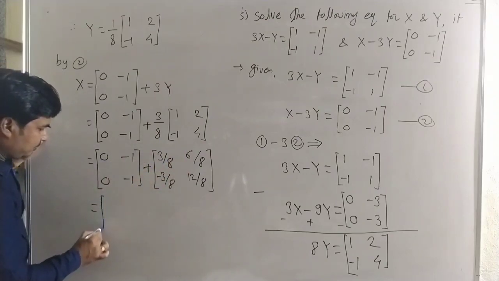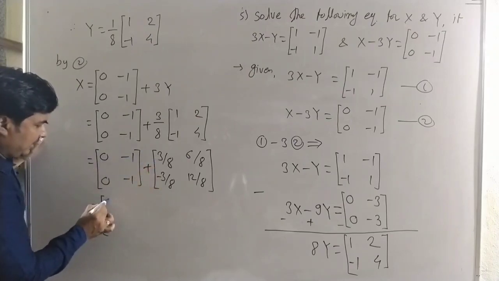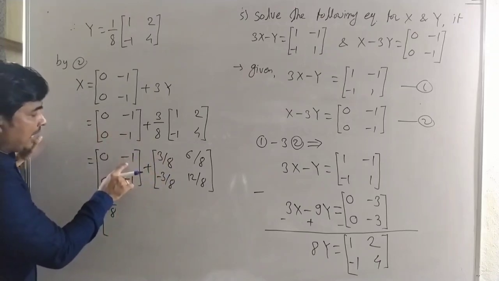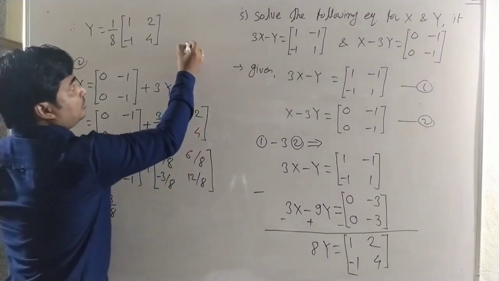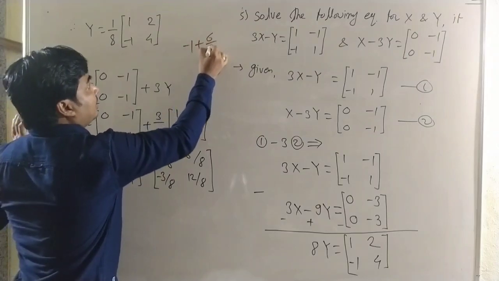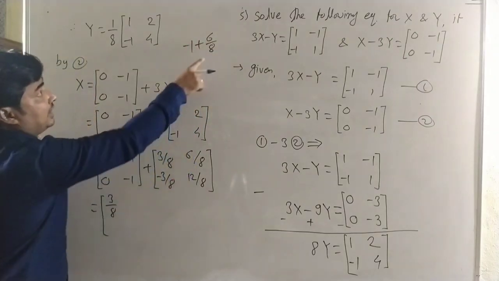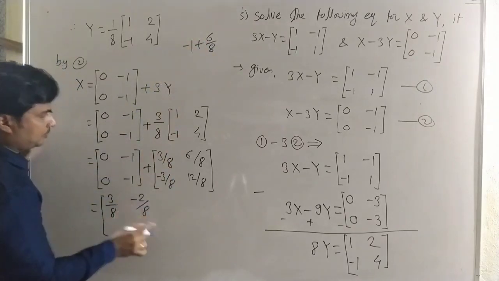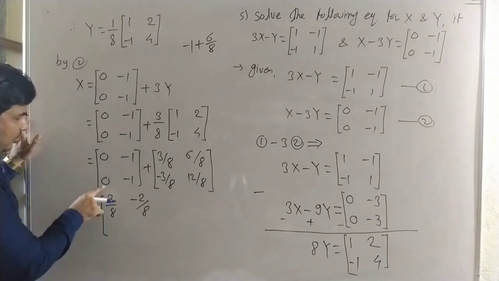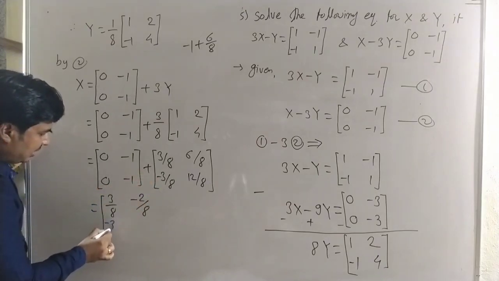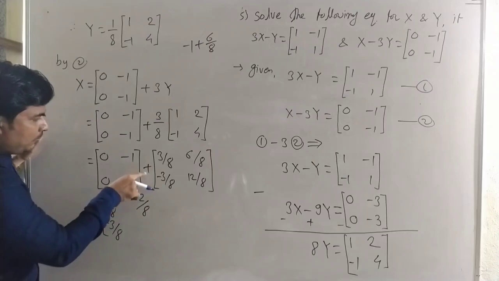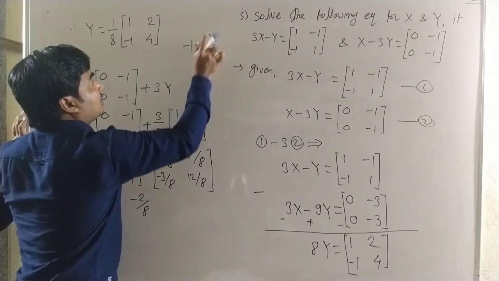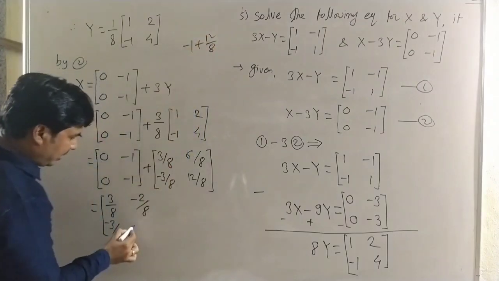See carefully, 0 plus 3 by 8 is 3 by 8, and now here minus 1 plus 6 by 8, that is minus 8 plus 6, it is minus 2 by 8. Now 0 plus minus 3 by 8 is minus 3 by 8, and here minus 1 plus 12 by 8, that is minus 8 plus 12, a 4 by 8.